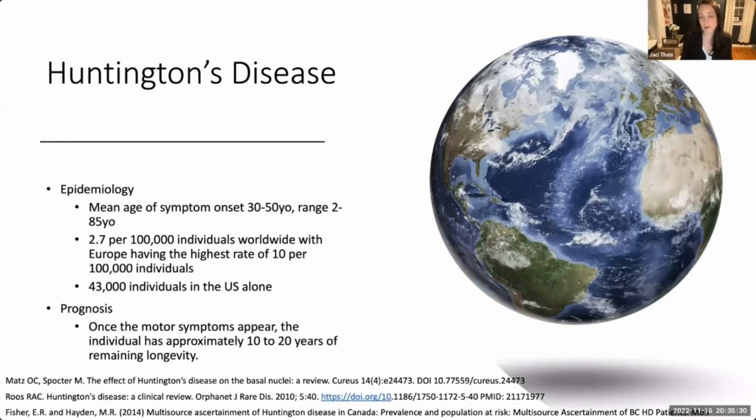And what we know as far as prognosis is that the onset of symptoms, and by onset I mean when we were able to diagnose the symptoms, as you'll see in a bit, is about 30 to 50 years old. So people are getting this at a very young age. And once the motor symptoms appear, which is usually when we're diagnosing this disease, individuals usually have about 10 to 20 years left to live. So as far as Huntington's disease goes in the rare disease space, it's a heavy-hearted diagnosis because a lot of people don't live very long after they've been diagnosed with it.